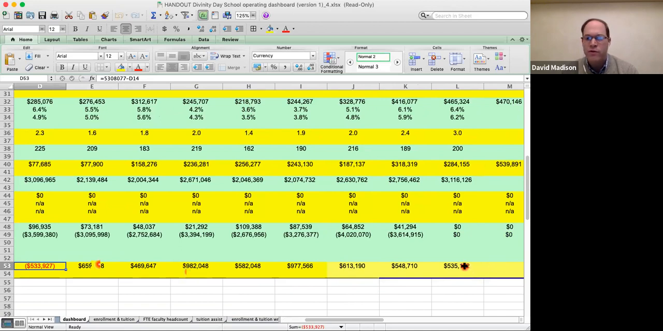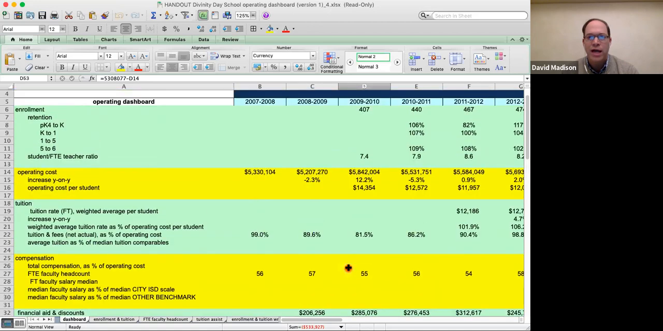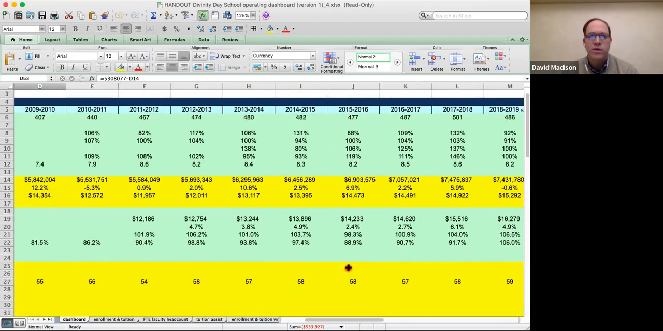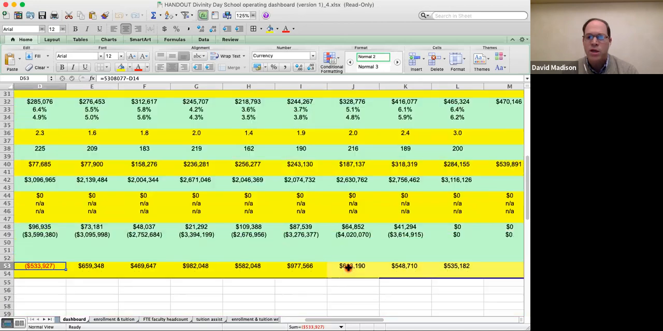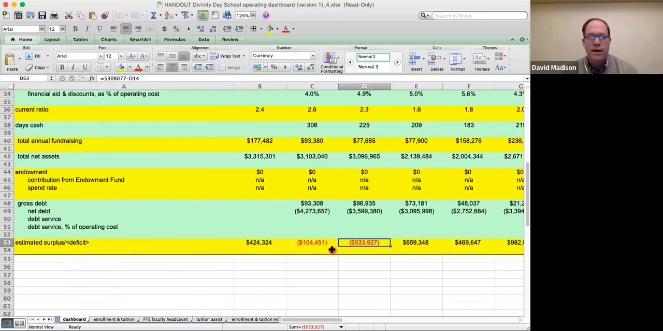Here's one that's 535,000. So I'd love to kind of dig into that a little bit, because I don't see a gigantic shift in their enrollment. Well, I do see, percentage-wise, a pretty nice increase in their enrollment. So that may be the explanation for that. But just making sure that we have an understanding of why that surplus is changing from year to year, and what happened these 2 years when there was a deficit.